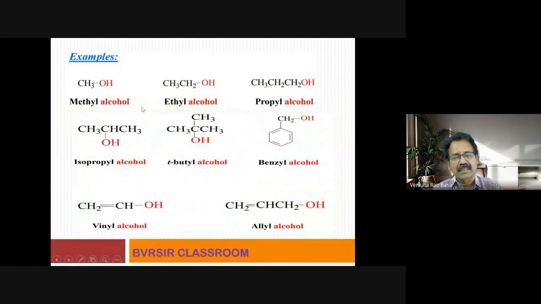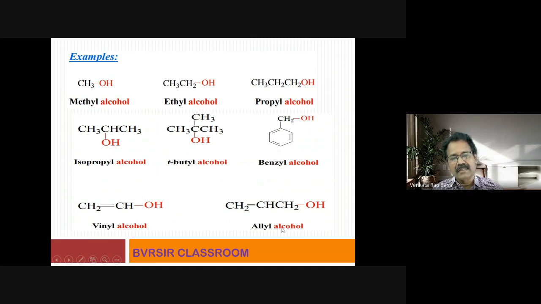Some examples of alcohols. Methyl alcohol, formula CH3OH. Ethyl alcohol, also called ethanol, CH3CH2OH. Propyl alcohol, CH3CH2CH2OH. Isopropyl alcohol, CH3CHOHCH3. Tertiary butyl alcohol, (CH3)3COH. Benzyl alcohol, C6H5CH2OH. Similarly, vinyl alcohol, OH group attached to the vinyl group. The vinyl group is CH2=CH-. Now, vinyl alcohol is CH2=CH-OH.